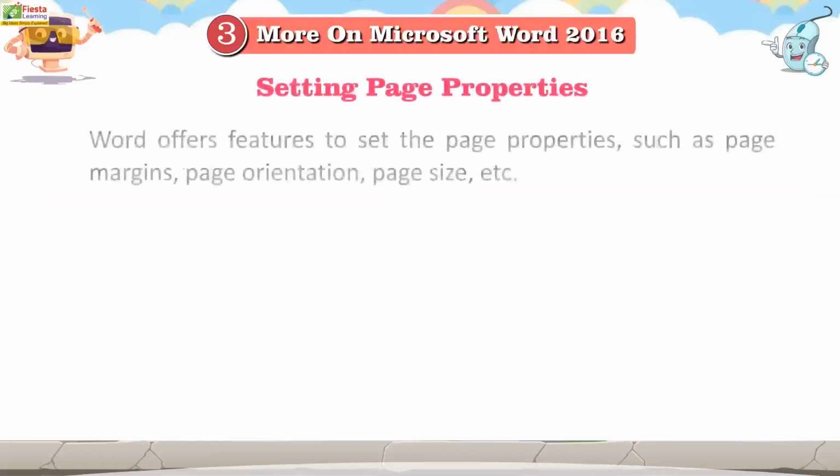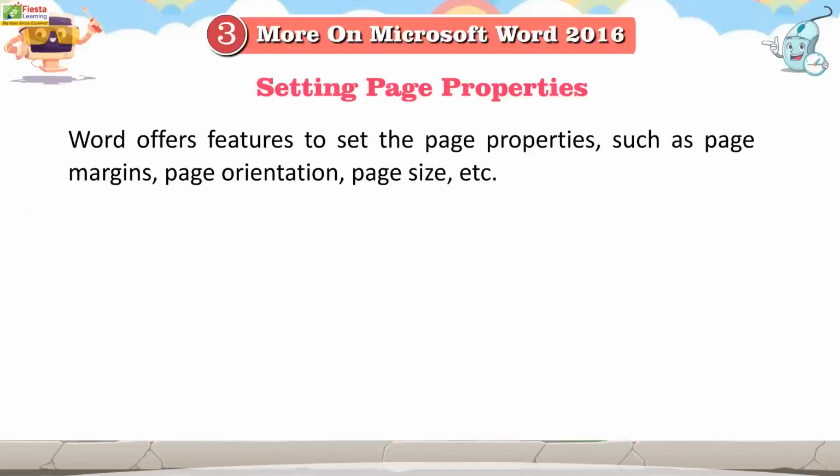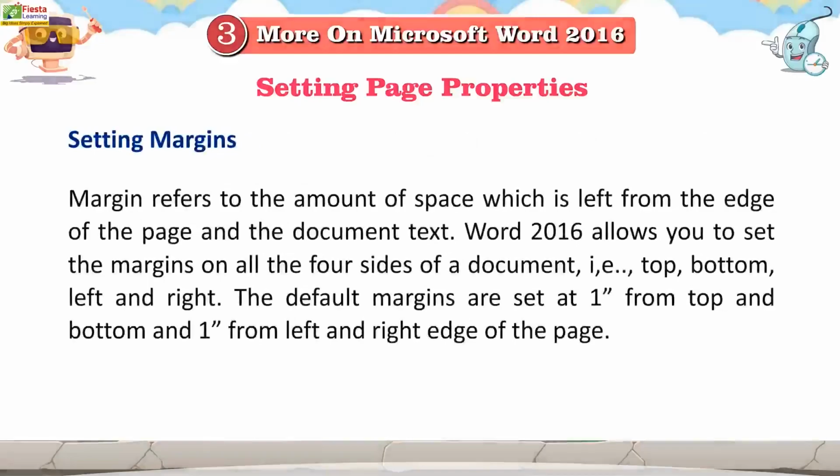Setting page properties. Word offers features to set the page properties such as page margins, page orientations, page size, etc. Setting margins. Margin refers to the amount of space which is left from the edge of the page and the document text. Word 2016 allows you to set the margins on all the four sides of a document: top, bottom, left and right. The default margins are set at 1 from top and bottom, 1 from left and right edge of the page.